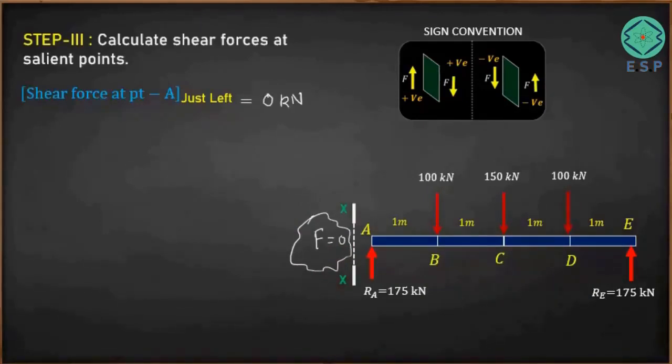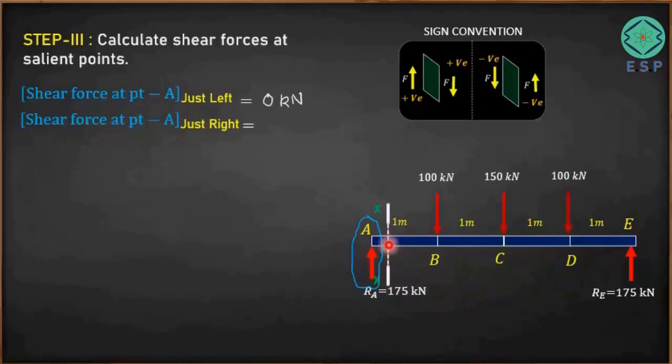Now we'll take this particular plane just right of this particular point A. So now you can see that this is the plane XX. Now it has covered a vertical shear force of 175 kilonewton. Okay, so we can write down shear force as, because it is acting upward direction, so as per this sign convention it is going to be positive, so it is going to be plus 175 kilonewton. So it is acting in the upward direction.